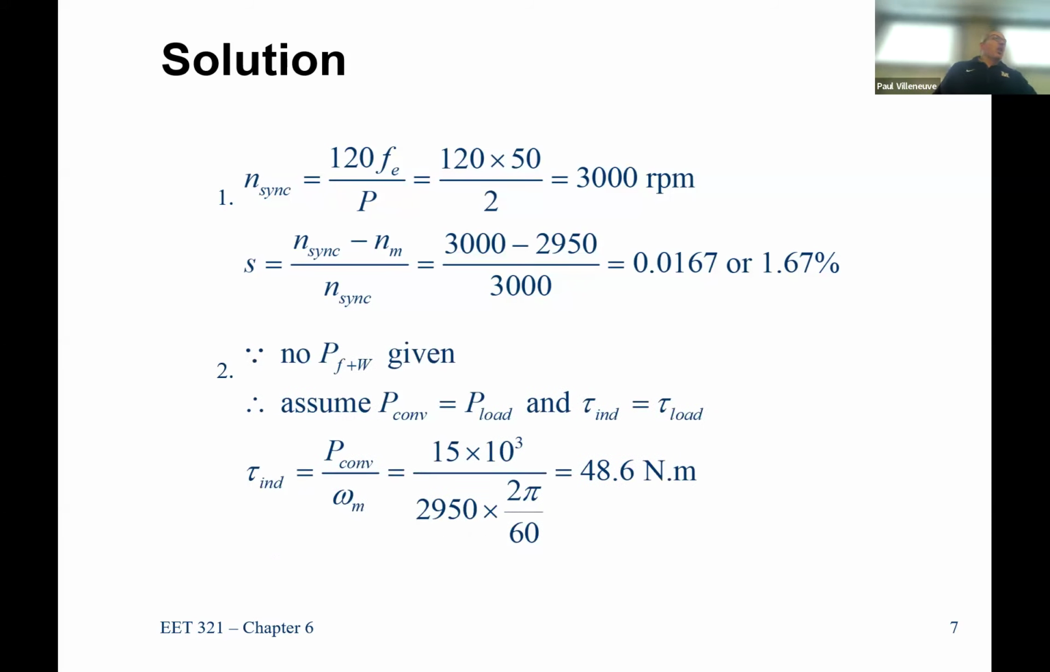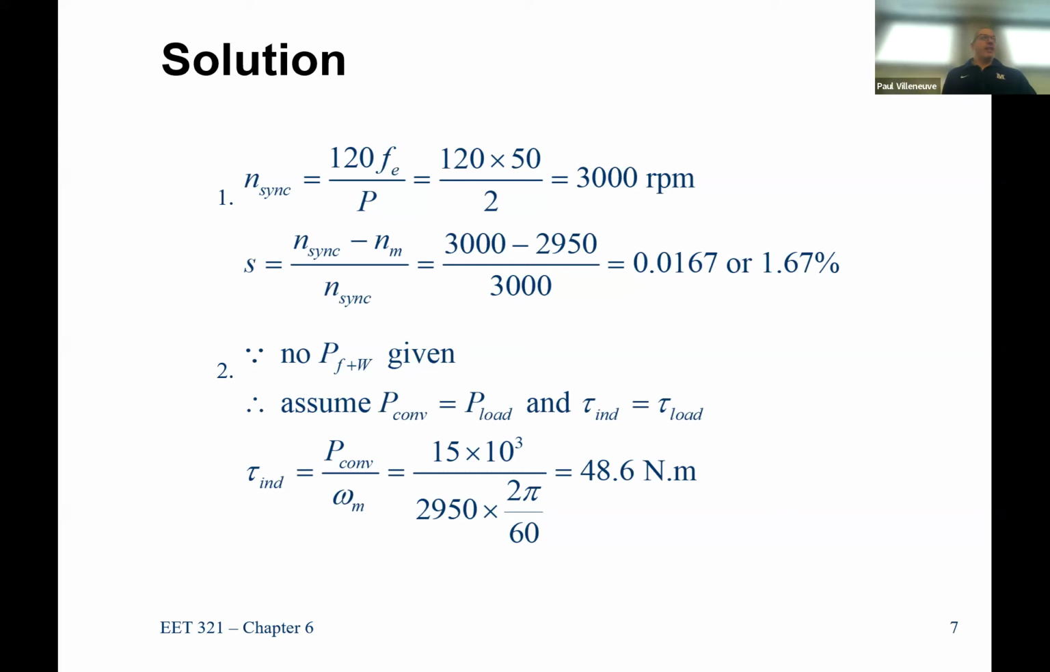We don't have any real losses, so we're going to assume all our converted power is our load power. We don't have friction or windage, so we'll just assume everything's there. So power equals torque times omega. We used that equation a lot yesterday. Let's continue on. T induced is your watts divided by your omega sub m.